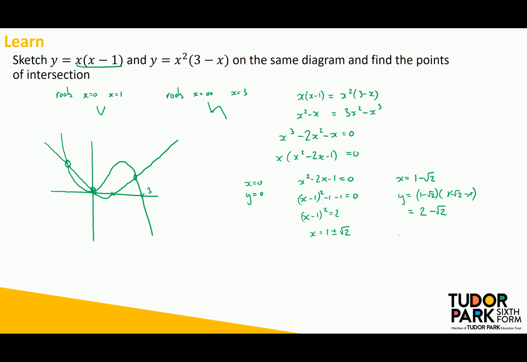In the other case, I'm going to have the x value that is going to be 1 plus the square root of 2, and then to find the associated y value I've then got 1 plus the square root of 2, lots of 1 plus the square root of 2 minus 1. Again, these cancel, and expanding here I'm going to have 2 plus the square root of 2.